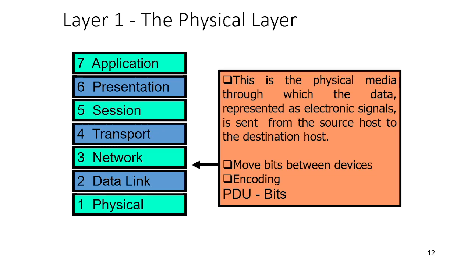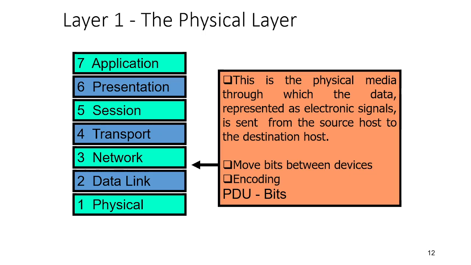And the last layer is the physical layer. This is the lowest layer of the OSI model. It is responsible for transmission of raw bits, zeros and ones, through physical media. This is the physical media through which the data, represented as electronic signals, is sent from the source host to the destination host. Examples are network cables, electrical signals, fiber optics, and the network interface card. This layer deals with hardware components.